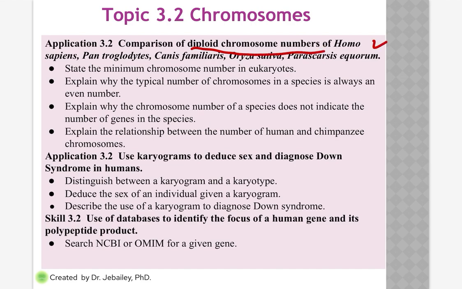We're also going to learn how to use a karyogram to figure out if it's male or female, or if there's any kind of diagnosis such as Down syndrome. And last, we're going to look at some databases to identify some human genes as well as polypeptide products.